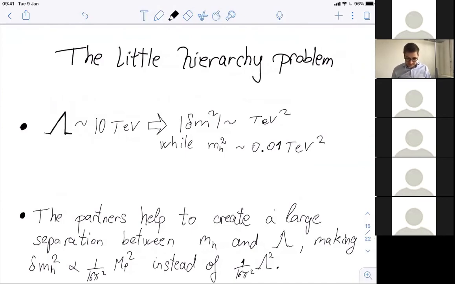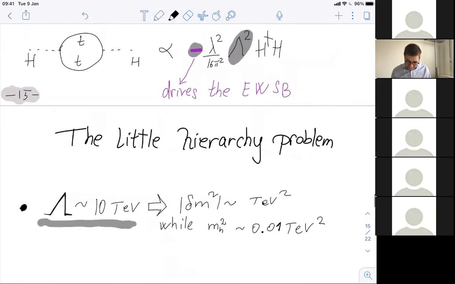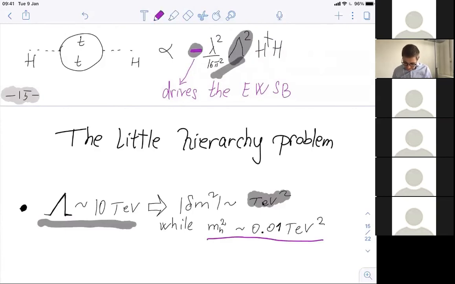If not, I will try to speak a little bit about the little hierarchy problem. So I already discussed that phenomenology tells us that lambda should be more like 10 TeV rather than 1 TeV. And this already becomes a little bit unpleasant. If you plug in 10 TeV here for, let's say, the top Yukawa, from the top contribution, then you get a contribution to delta M squared, in absolute value, of the order of TeV squared. But we observe the Higgs mass to be something like 0.01 TeV squared. This is very simplistic because you have to look at the entire potential, the mass term and the quartic, and then see what the VEV is and what the mass of the particle is. But this already shows you that there should be some tuning.